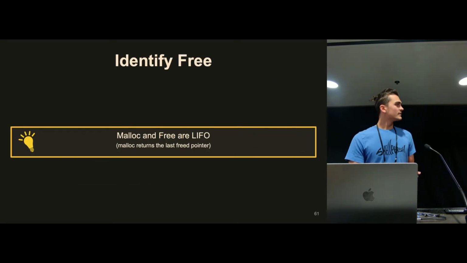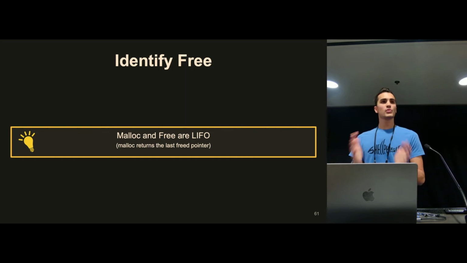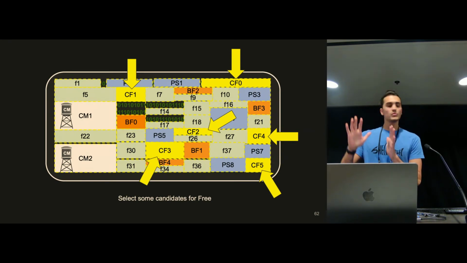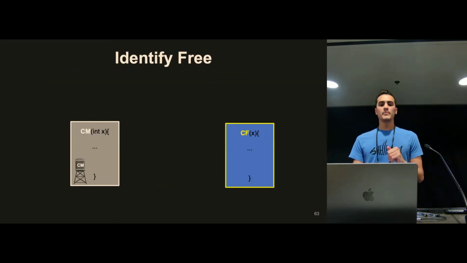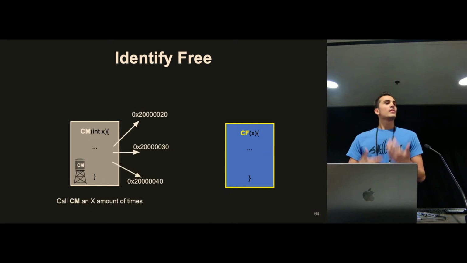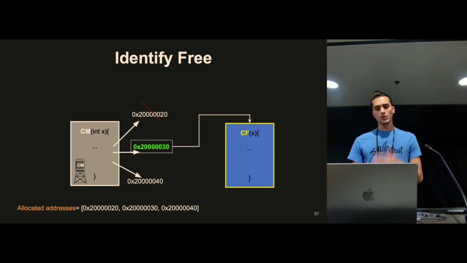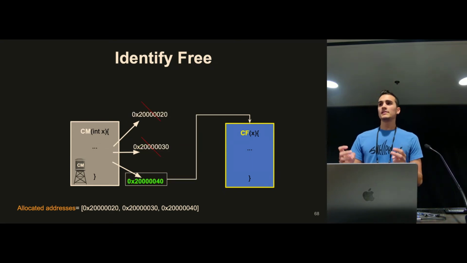How to do it? According to our research scope, malloc and free work in LIFO, so they work in pair. The allocated chunk at some point is going to be freed according to our scope. So we use this intuition: first of all, we select some candidates statically by using some syntactical features of the function. And then we pair every candidate malloc with every candidate free. Then we call the candidate malloc X amount of times, and we generate some addresses, and we register those addresses, and finally, we feed the candidate free over and over with all the addresses we just generated, simulating the deallocation of the chunks we just generated.